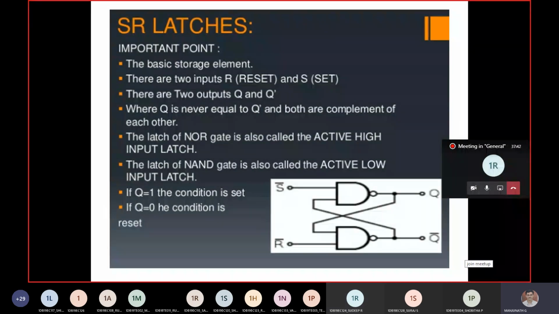Same diagram, if you replace it using your NOR, that becomes an active high input latch. Is it fine? So just remember, Q is 1 means set. If it is 0 means reset. Is it okay till here? Everyone, is it fine? Yes, sir. Shall we proceed?